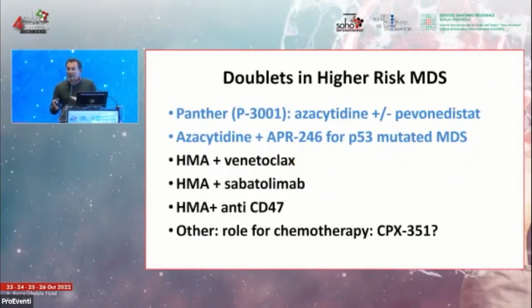Now, we talked a little bit about these oral HMAs. Let's talk about what's happening with these doublets. So if I had given this talk 3 or 4 years ago, I would have said 1, 2, 3, 4, 5. We're going to have 7 approvals next year. Now we know that two of these studies, quote unquote, failed, the PANTHER trial and then this APR trial.